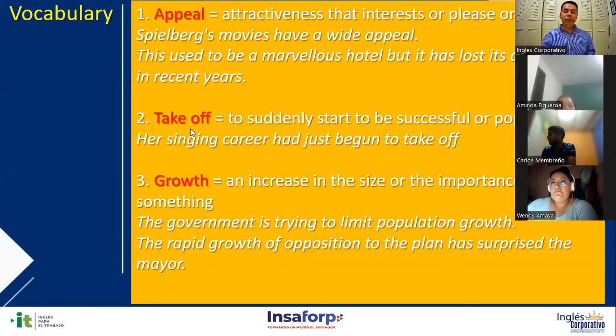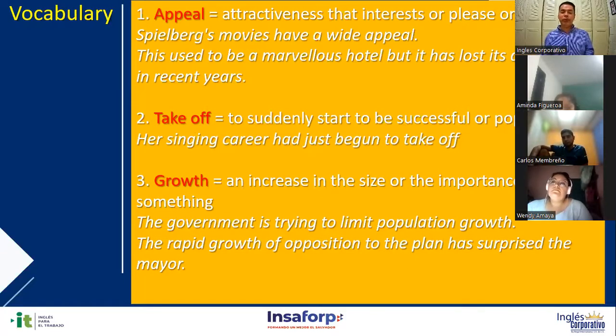and this word, sorry, take off. Suddenly, successful. Successful, you know, in Spanish, exitoso, right? So take off. And then imagine you're promoting a product in your company. A take off of the product is that everybody knows your product.